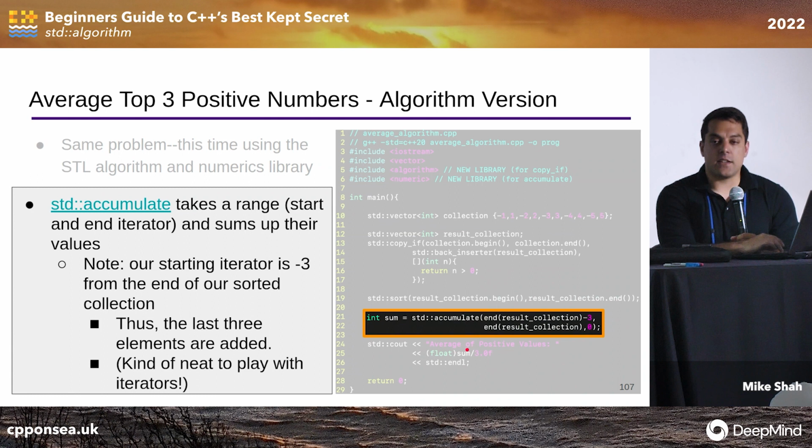And I've done something that I think is neat, which is taking my iterator this time from the end. We've been seeing this from the beginning every time, but I've just said, all right, from the end, if our elements are sorted, start from the third to the last element and start adding there. Okay, so you can play around with these iterators depending on which way you are moving.